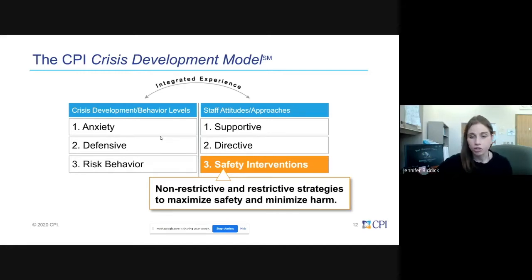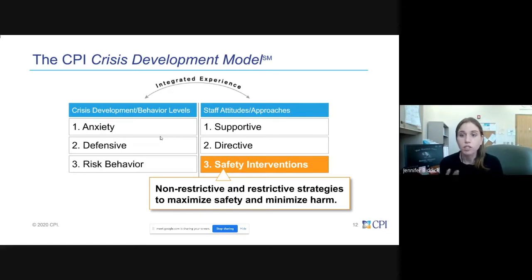So this could be non-restrictive interventions, some of which we're going to be talking about today, or it might be restrictive interventions that would maximize safety and minimize harm. I just want to take a quick moment to talk about each of these. So non-restrictive interventions might include effective verbal interventions, again, which we're going to speak more about here today, making the environment safe, so possibly moving things around so the learner does not get hurt, hurt others or engage in property destruction, or maybe moving to a place of safety if the learner is in distress and might engage in a behavior that could hurt themselves or others.